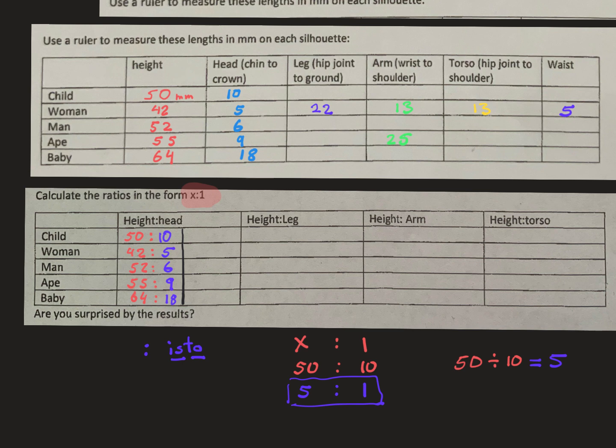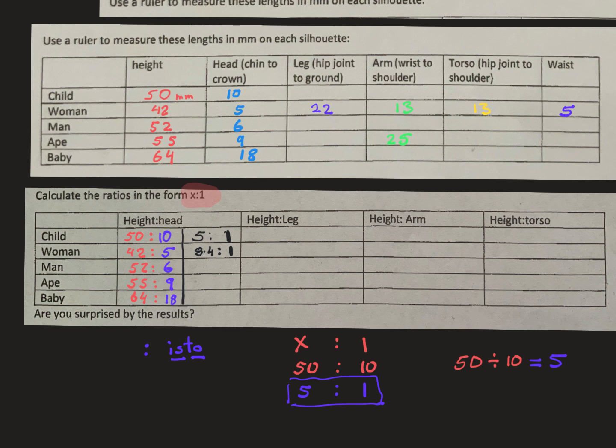We'll write that down in here, maybe in another color, black. 5 is to 1. So if we could do that to every single one, we'd have a comparison. So 42, then for the next one, if we divide 42 by 5, and I've done that already, I should get 8.4 is to 1. Each time I'll get something to 1.